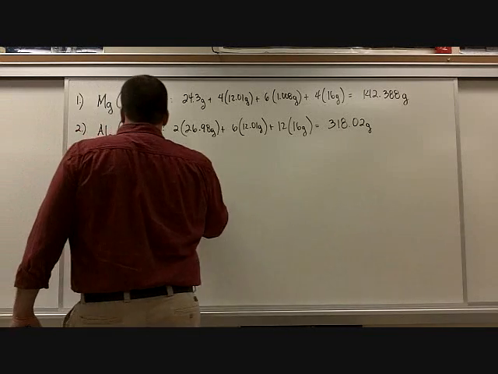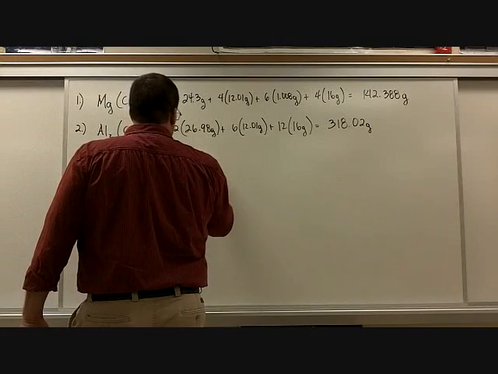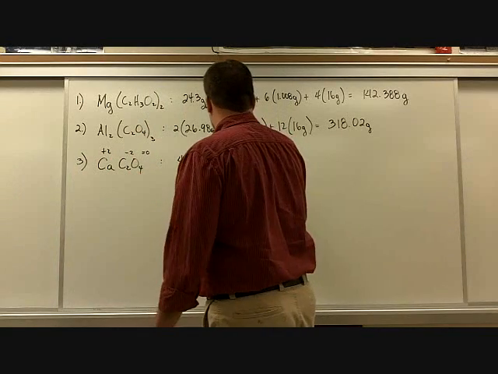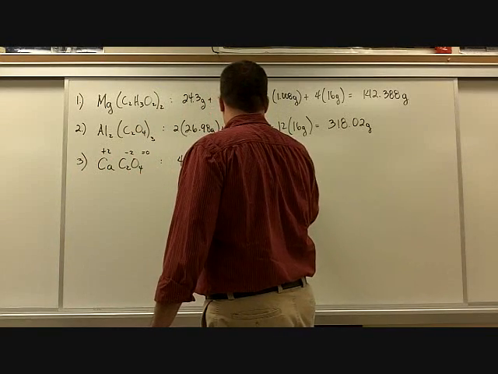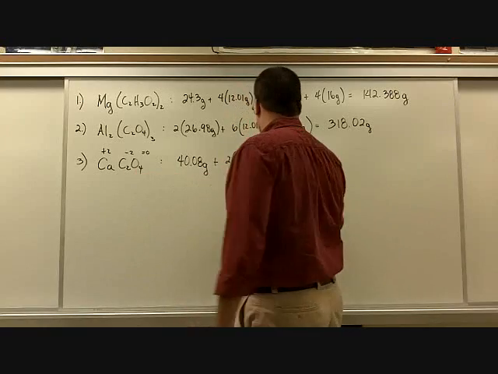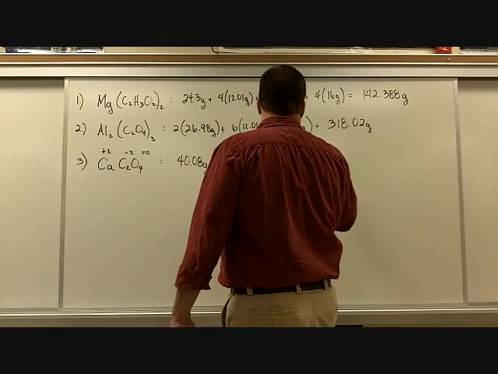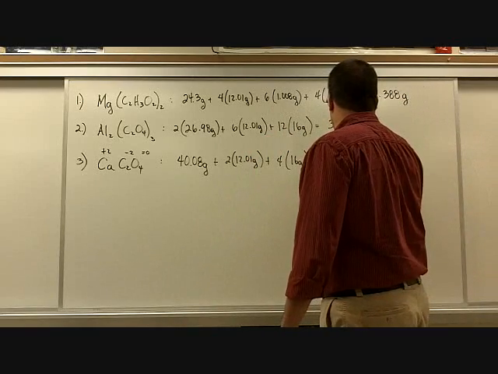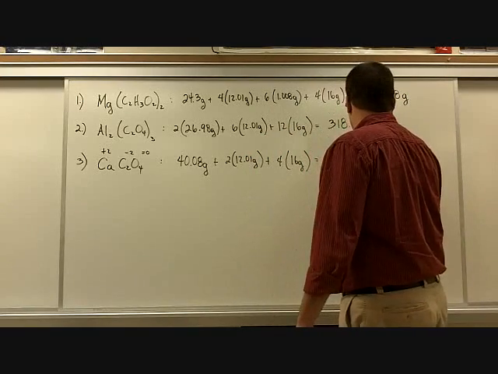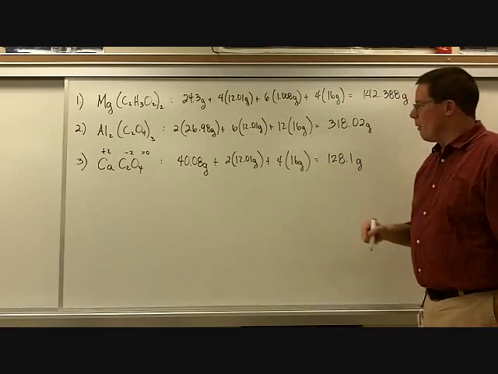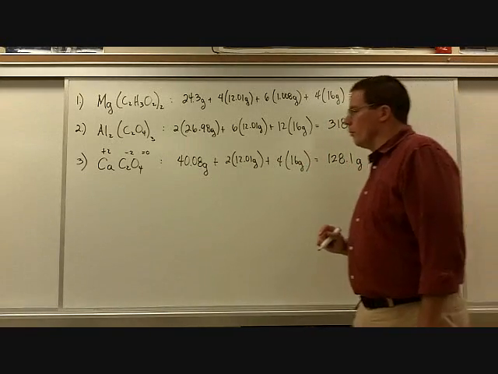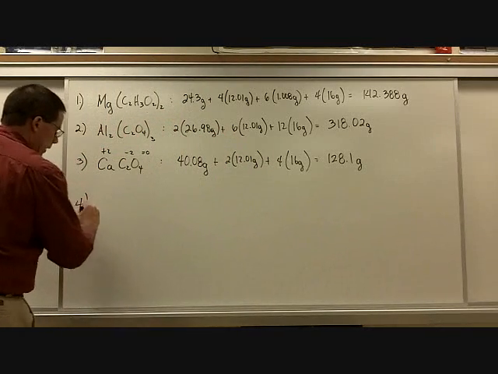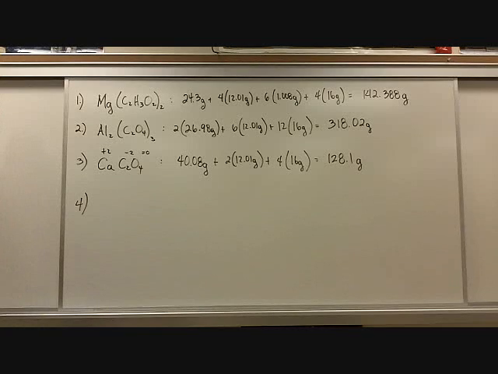All right, so calcium, we have 1 of those, which is 40.08 grams, plus 2 carbon, and 4 oxygens. So again, that all, and should give you a value of 128.1. And again, if I had 1 mole of calcium oxalate, it would weigh 128.1 grams. Try the last one on your own and make sure that you read the formula correctly, all right?